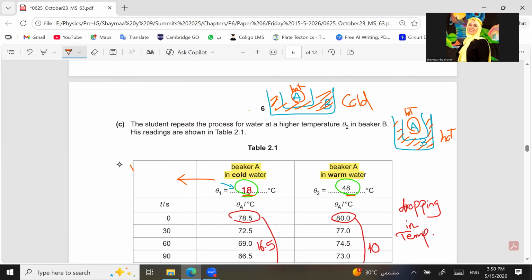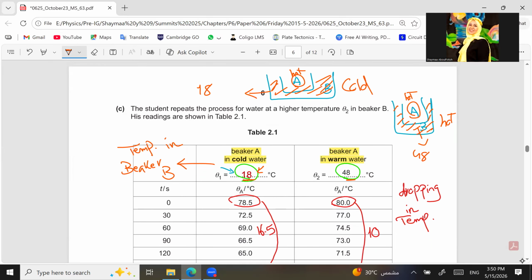It's the temperature in beaker B. So we can put one time, the first time, beaker A is surrounded by cold water, which is at temperature 18. And the second time, beaker A is surrounded by hot water, at temperature 48 degrees Celsius. So this was 48 degrees Celsius, and the first time it was 18 degrees Celsius.